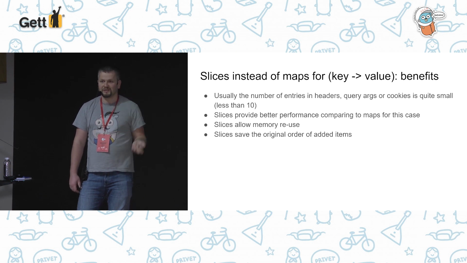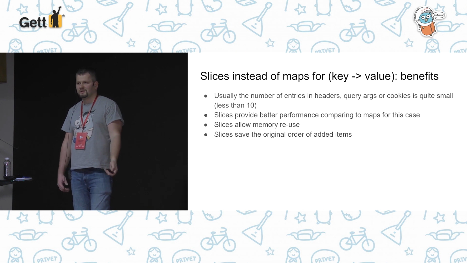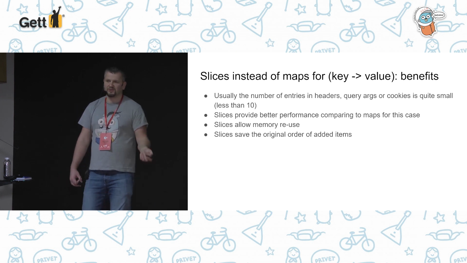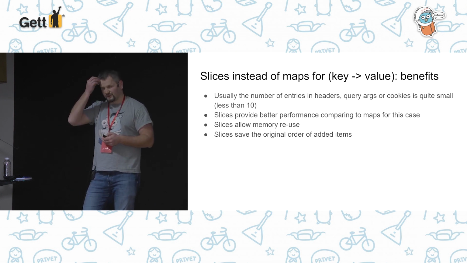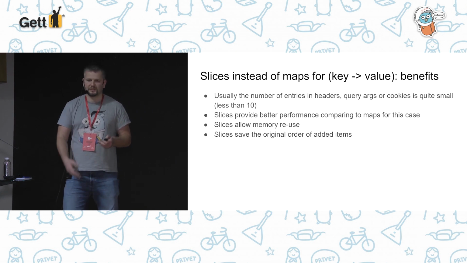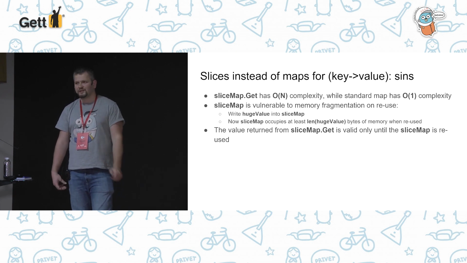that is sometimes needed, which is to keep the original order of items that we got in our requests. So, for instance, you've got query args in a certain order. They will be kept in the slice map in exactly the same order, as opposed to the usual maps where this order will be random. But there are issues with this method.